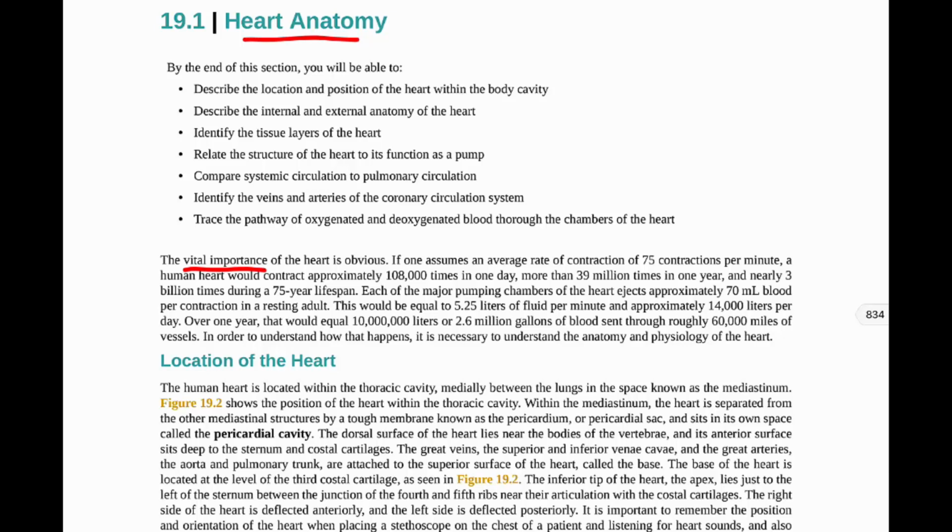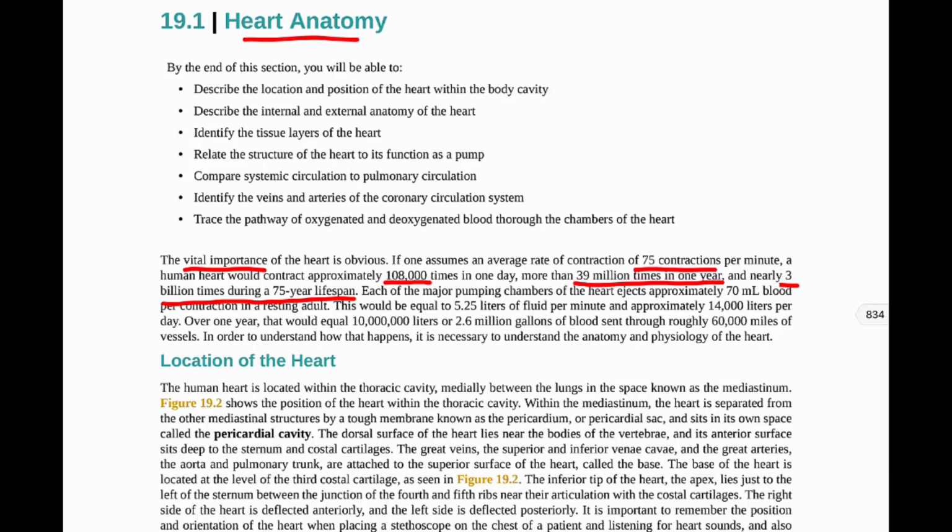So if one assumes an average rate of contraction of 75 contractions per minute, a human heart would contract approximately 108,000 times in one day, so more than 39 million times in 1 year, and nearly 3 billion times during a 75-year lifespan. So you don't have to memorize those numbers at all. I just think it's interesting to point out how important it is and how incredible it is, because it is constantly going. It's not something where we take a break, like our arms, for example, at night. We kind of rest our muscles while we rest, but the heart doesn't get that rest.